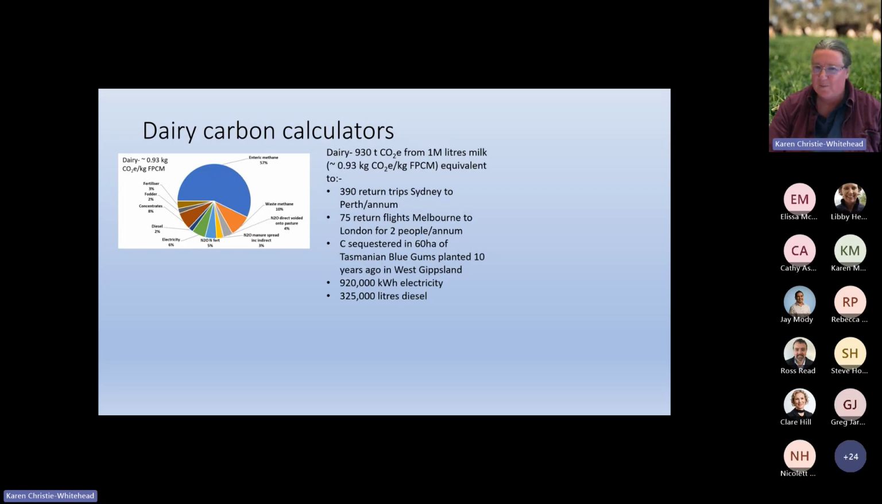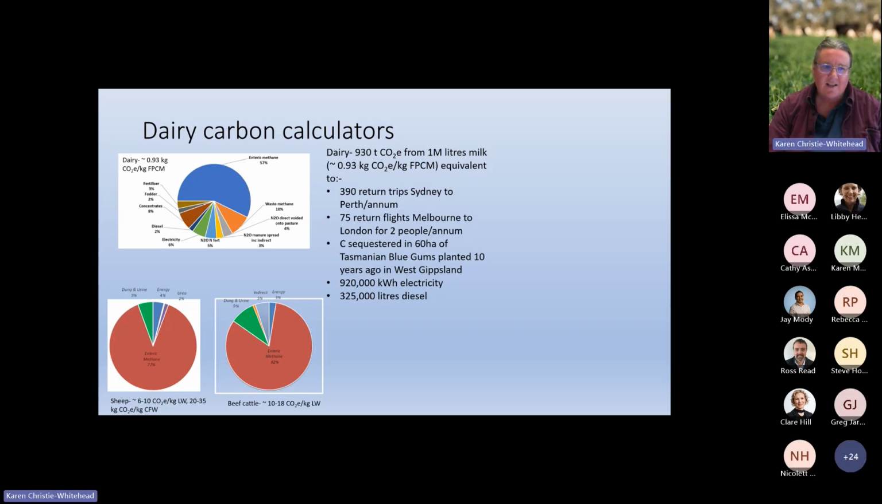If you were flying from Melbourne to London for 2 people, it's around that 75 return trips. And then to offset those emissions per 1,000 litres of milk, you'd need to plant 60 hectares of blue gums in West Gippsland, and then some for electricity and diesel. A bit of a cross comparison there.